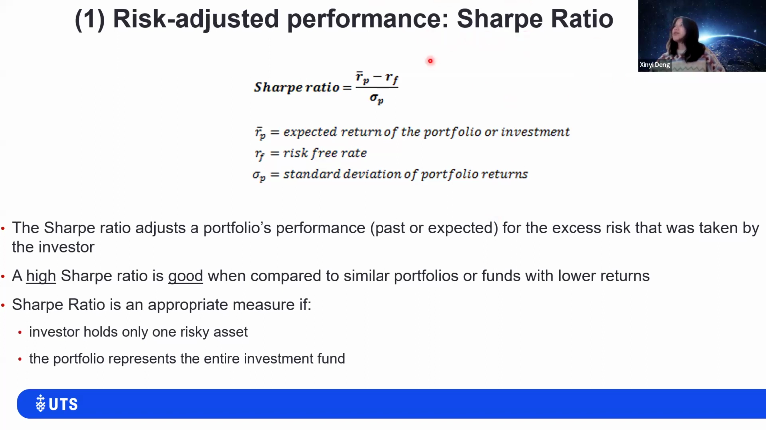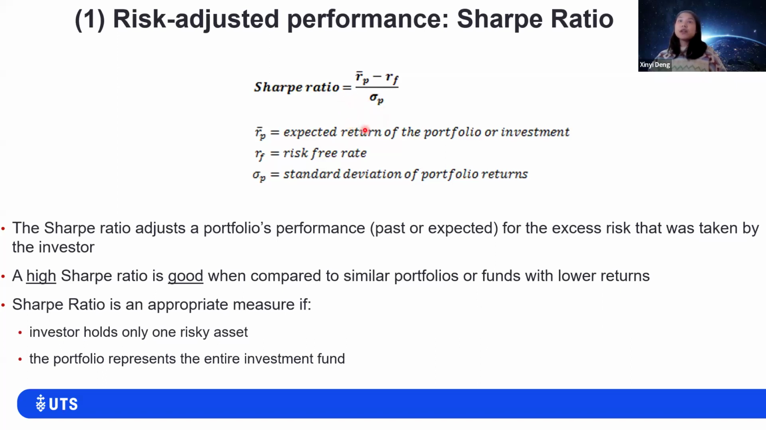First, let's talk about the Sharpe ratio. Before we talk about the Sharpe ratio, let's define excess return first. Excess return usually refers to the difference between the portfolio return and the risk-free rate, or the difference between the portfolio return and the market portfolio return. As we can see from this expression, the Sharpe ratio is calculated as the portfolio return minus the risk-free rate, divided by the standard deviation.